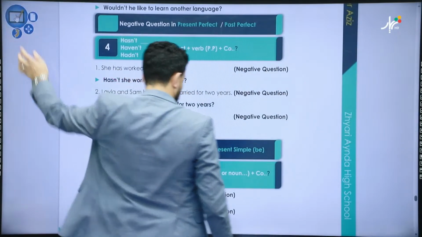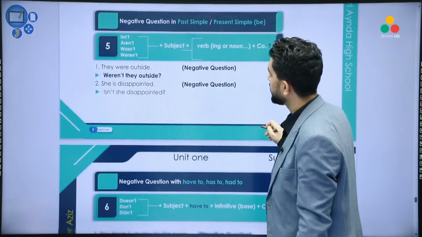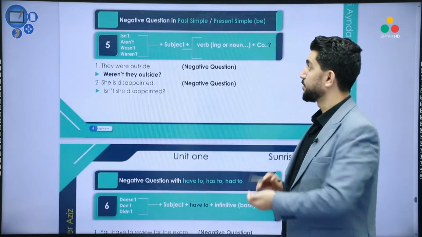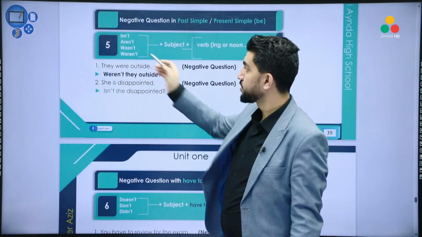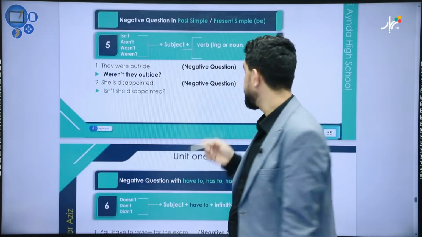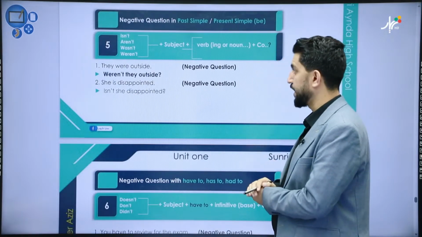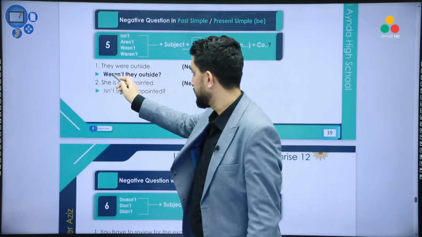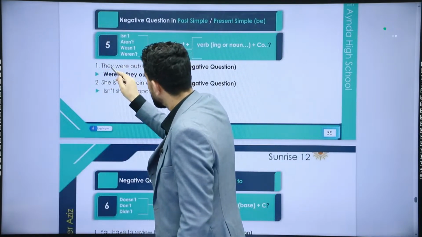All right. We can also use it with negative questions in past simple or present simple, for example. Look at here. Isn't, aren't, wasn't, weren't. It could be followed by either verb ing or noun, okay? It's followed by noun or verb ing. So for example, they were outside. They were outside. You do a cross, don't forget that. Remember that.